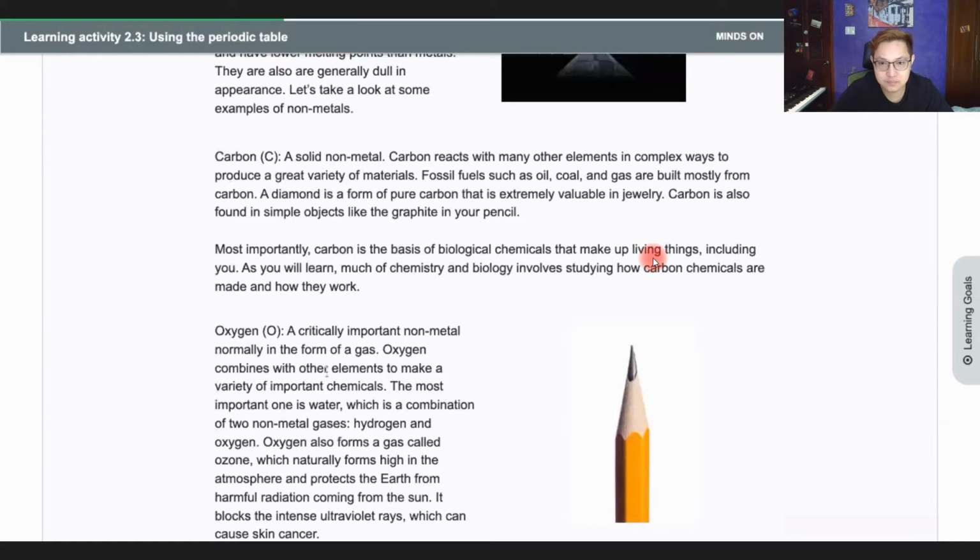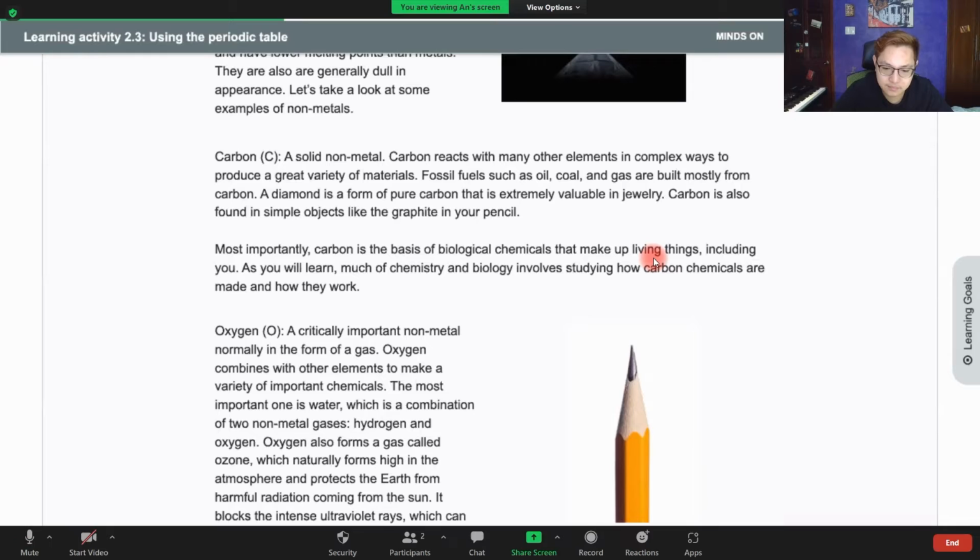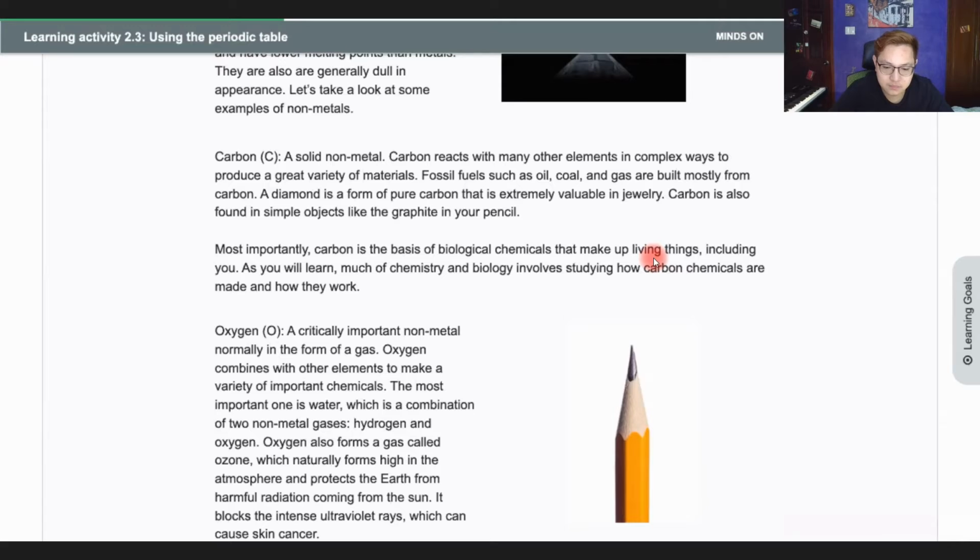Oxygen. A critically important non-metal. Normally in the form of a gas, oxygen combines with other elements to make a variety of important chemicals. The most important one is water, which is a combination of two non-metal gases, hydrogen and oxygen.